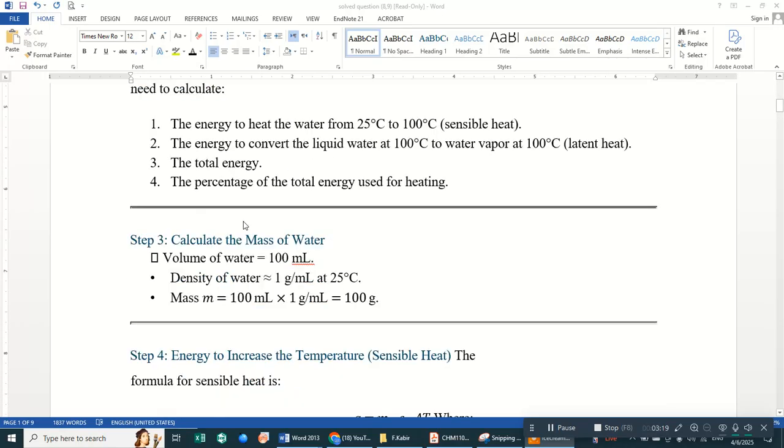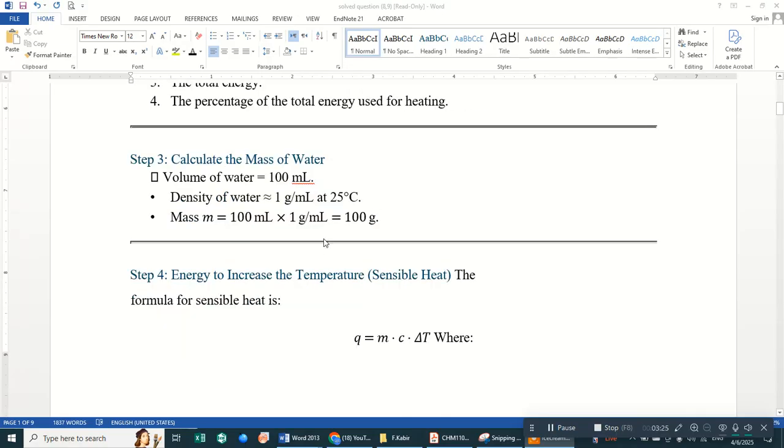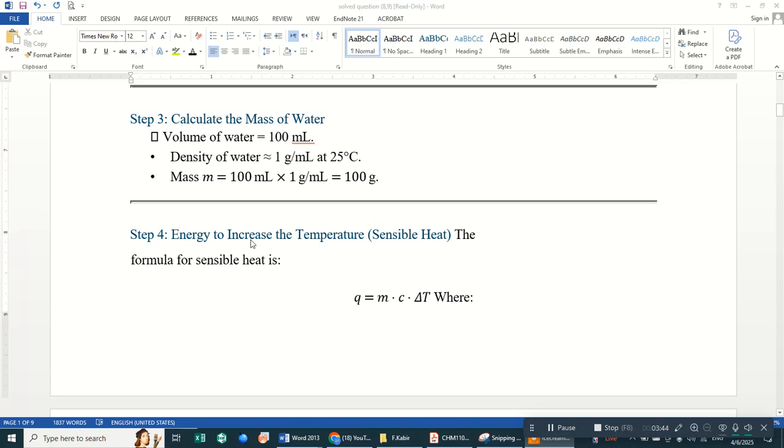First of all, we calculate the mass of 100 ml of water. We know that the density of water is about 1 gram per ml. So for all liquids with a density equal to 1, the volume and mass are about equal. It means 100 ml of water will be equal to 100 gram.